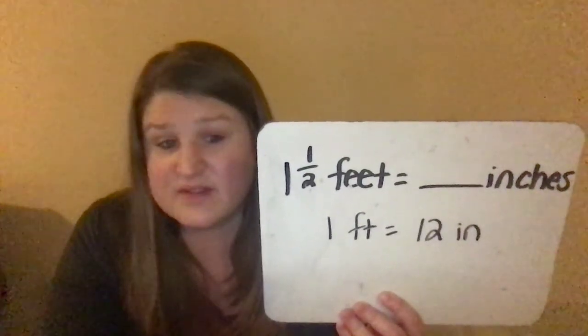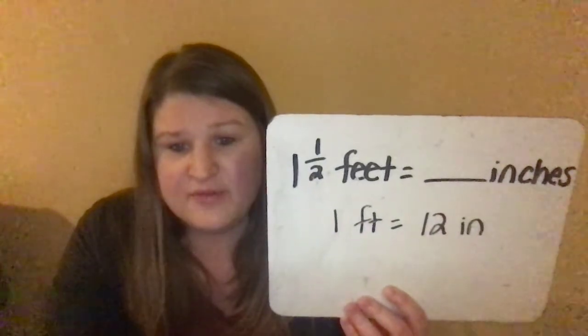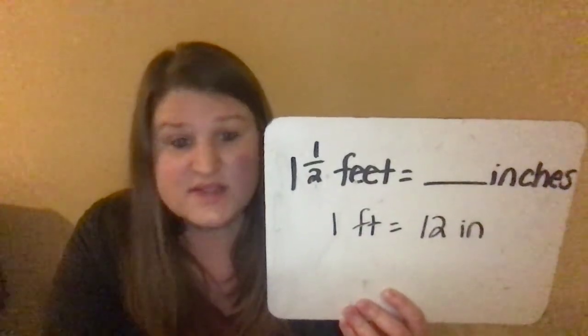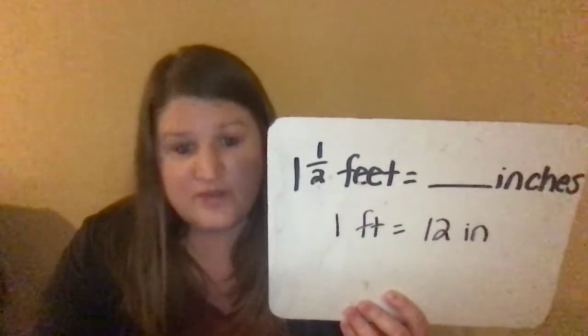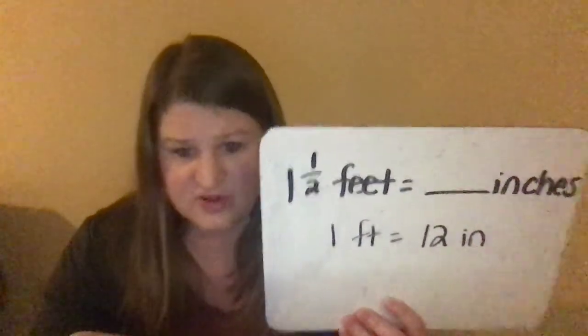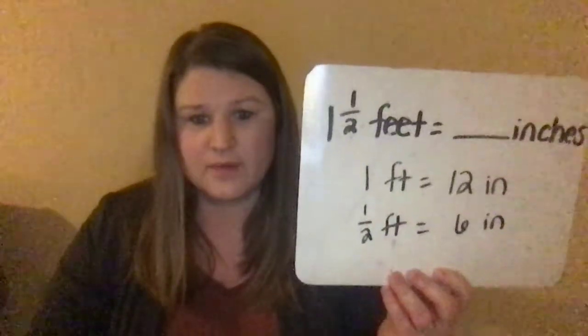I know some of you already did this and you figured it out. But half of 12 would be 6. So it's like I have 1 foot, so I have 12 inches, and then I have another 6. So a half a foot equals 6 inches. I'm going to write that here for you.